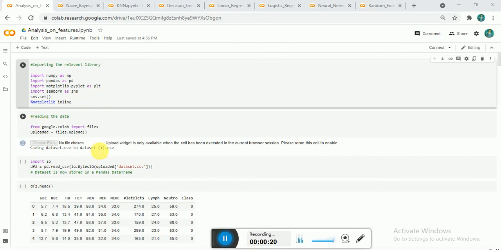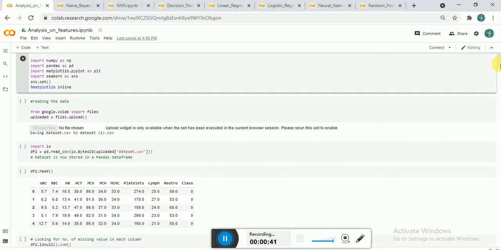First of all, I have collected the dataset from the various centers of thalassemia major. You can take any dataset from any hospital or center. I have done this project in Python. First of all, I have done the analysis of features.